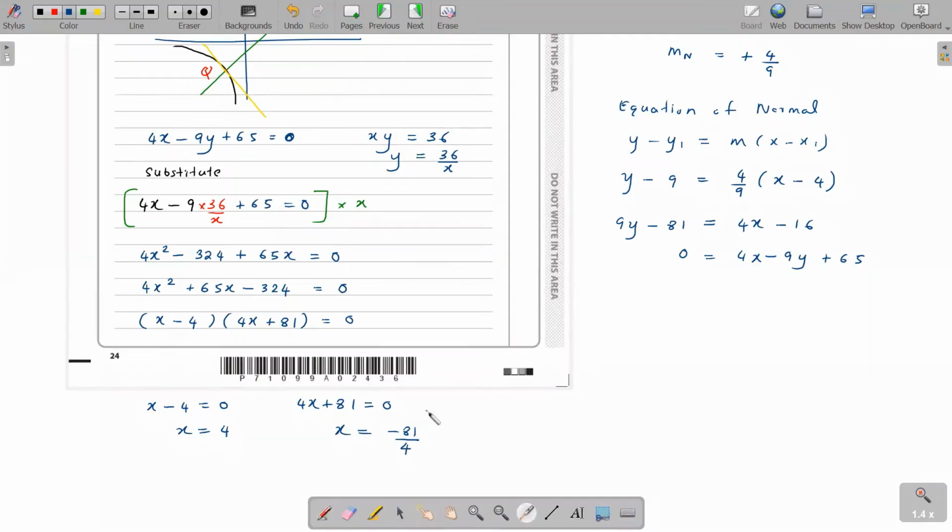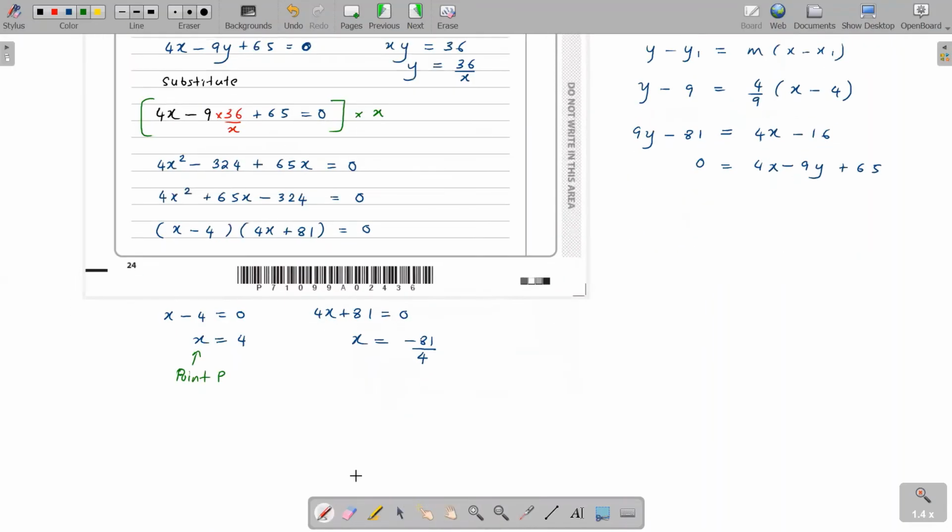This is the x coordinate of point Q. Because you realize this is from which point? This is the point P. Because at point P, the x coordinate was 4. This should be point Q. Can I have the y coordinate here as well? How do we get the y value?